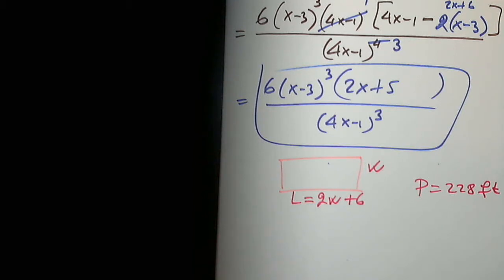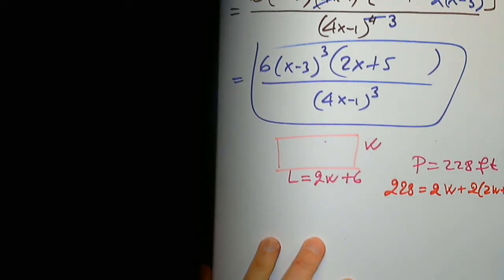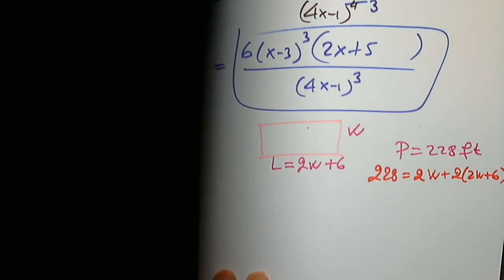Okay, can anyone tell us what to do? What to write? 228 equals 2 times 2W plus 6 plus 2W. Very good. So the perimeter is 2 times the length plus 2 times the width. And you know what I would do first. Can anyone tell me what I should do first?